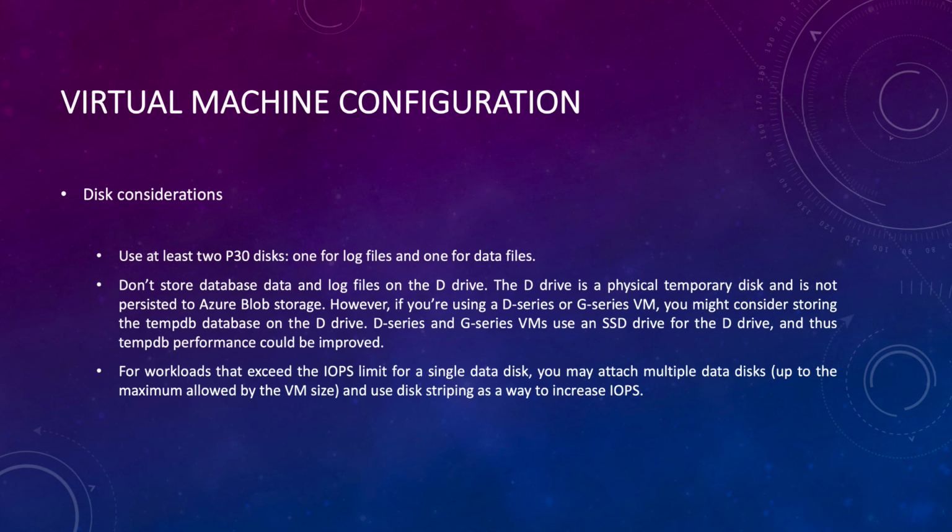For workloads that exceed the I/O per second limit for a single data disk, you may attach multiple data disks, up to the maximum allowed by the Azure VM size, and use disk striping as a way to increase the I/O per second. For a comprehensive review of performance best practices for SQL Server and Azure virtual machines, you can look under the documentation on azure.microsoft.com.